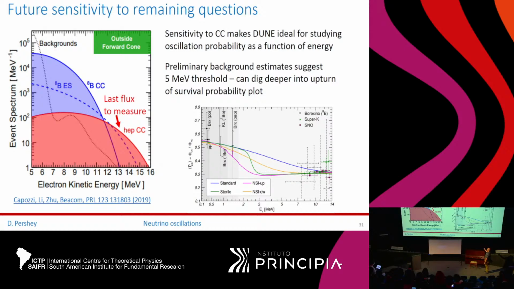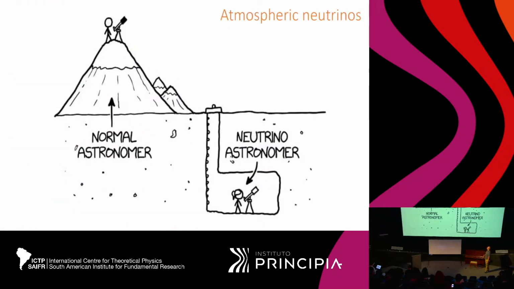So we can probe a lot more of this upturn and make some statement about whether the standard solar oscillation probability is accurate, or maybe there's some extra physics going on. Yeah, so that is it for solar neutrinos. So I'd like to go on to atmospheric neutrinos.